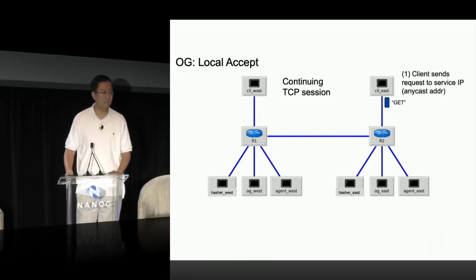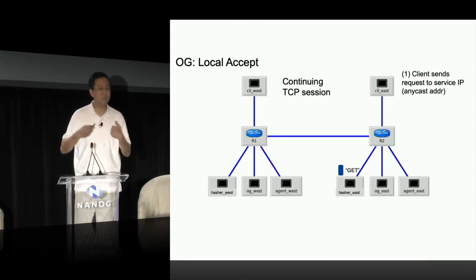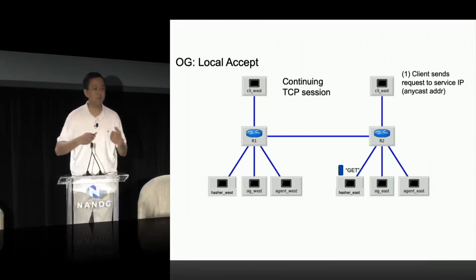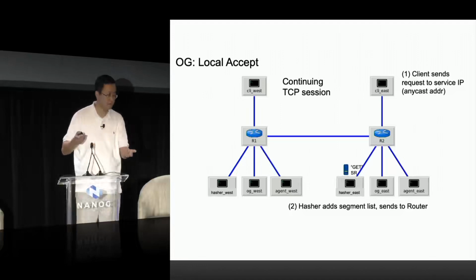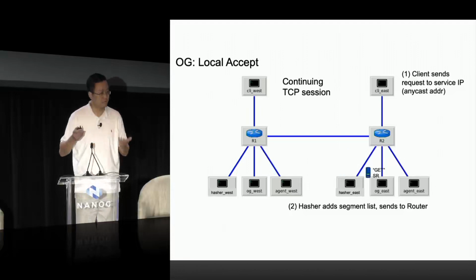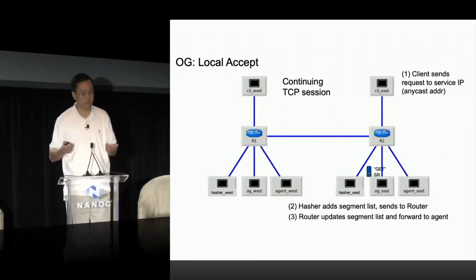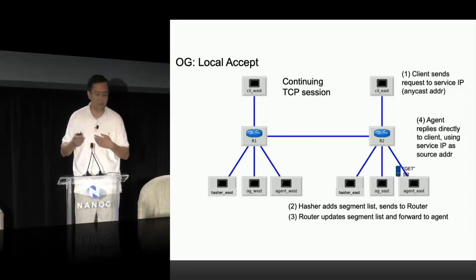Say the client wants to fetch some data, then the packet originally goes to the hasher, and because it's the same TCP flow, the hasher will send it to the OG router, and the OG router will add the segment route and send it on. The OG router will then take a look at the segment route and decide that, okay, it needs to go to the agent. And the agent will do the same thing. It will take the incoming packet, strip the segment route, and send it to the application.